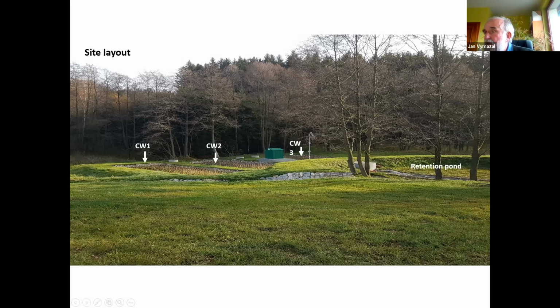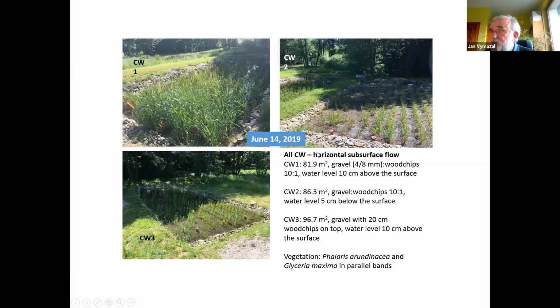And this is the overall situation. This is the retention pond in case of high flows. Here's the inflow, and there are constructed wetlands 1, 2, and 3. Here are the wetlands in 2019. They are about the same size, though not exactly: 80 square meters, 85 square meters, and T3 is nearly 100 square meters. As I mentioned, there are the bands of Glyceria and Phalaris on the right.